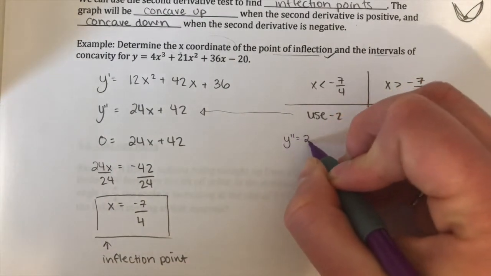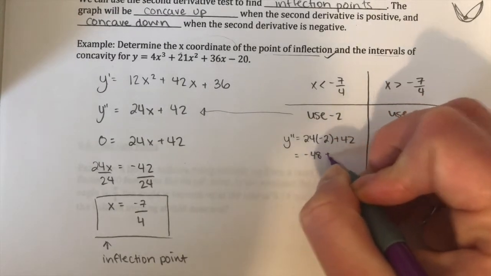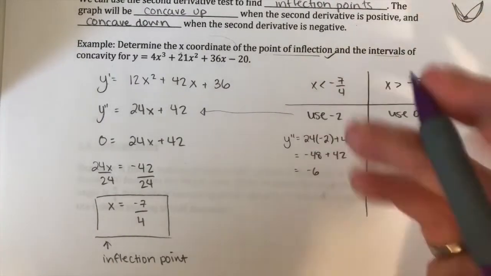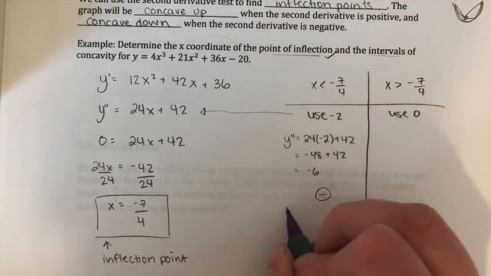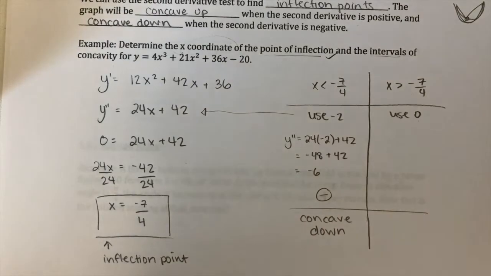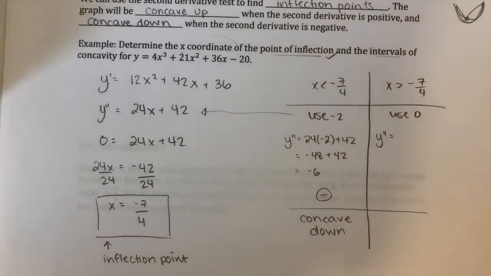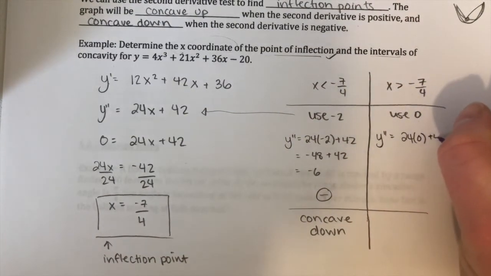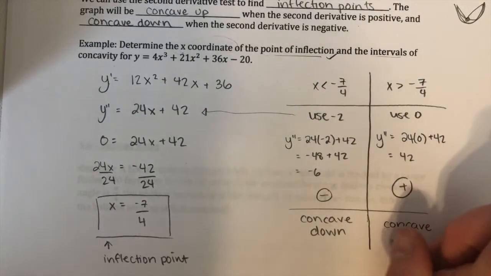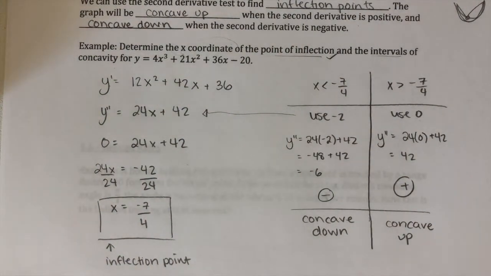So y double prime is going to be 24 times negative 2 plus 42. It's negative 48 plus 42. It's negative 6. So it's negative, and so that means it is concave down. Over here, y double prime, I chose 0 because it's the easiest number to plug into things. So it's just 42, so it's positive, meaning that it's concave up.